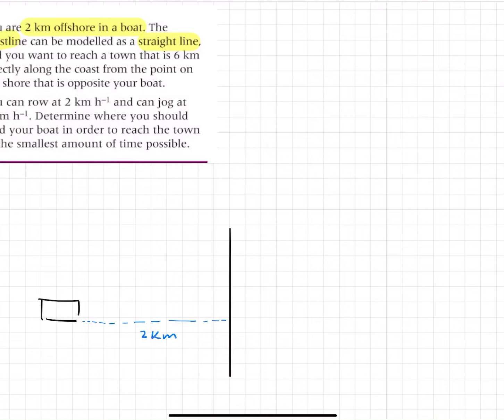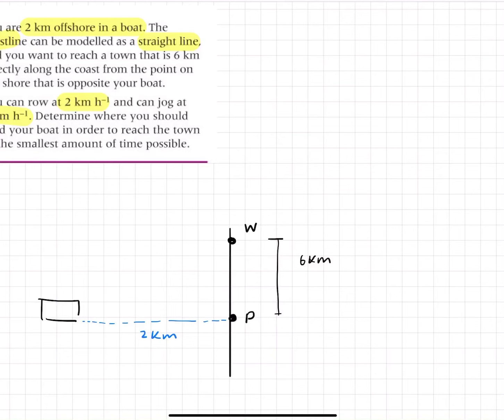And essentially it's telling me that I want to reach a town which is 6 kilometers along the coast from the point opposite my boat. So this is the point opposite my boat, and this is going to be the point, let's call it W, that is 6 kilometers along the coast. Now, it's giving us rates. We can row at 2 kilometers per hour, and we can jog at 5 kilometers per hour. So it's then asking us to find the smallest amount of time in which we can make it to point W.